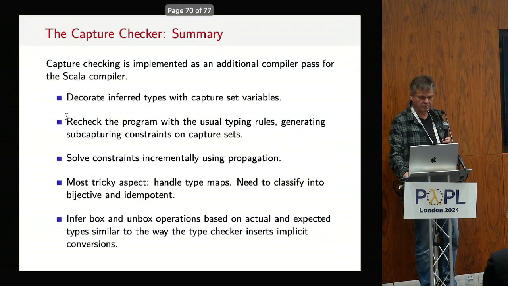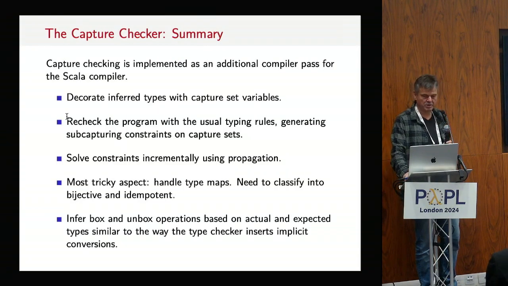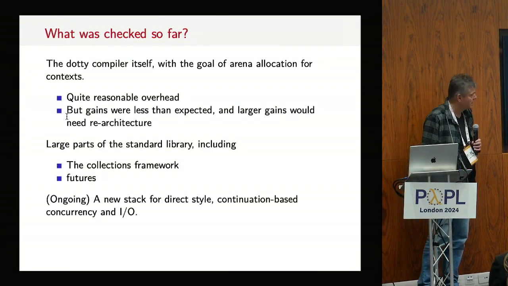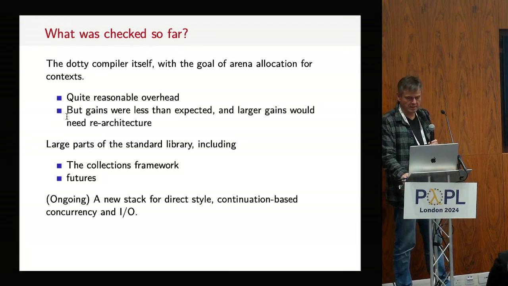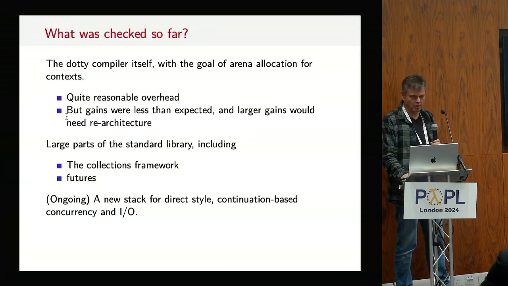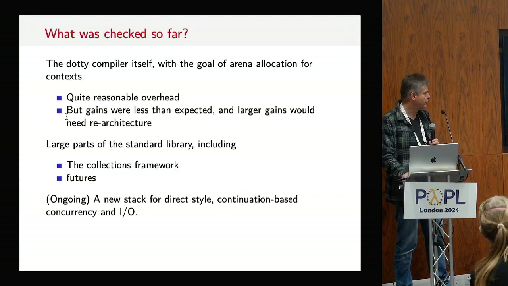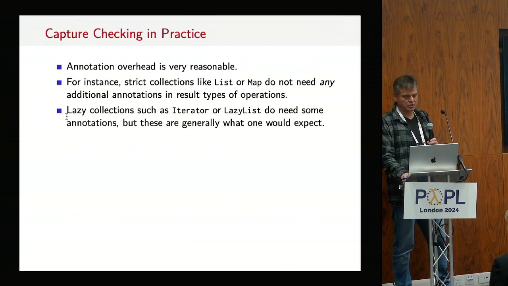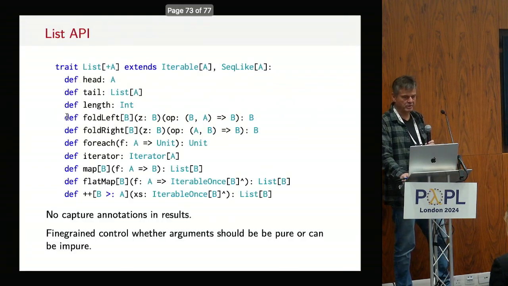Okay, so that was the type maps, and we also have to infer the box-unbox operations. So far, we have checked some parts of the Dotty compiler itself with the goal of arena allocation. We have capture-checked most of the standard library, including the collections, frameworks, and futures. And we are working on a new stack of direct-style continuation-based concurrency and I/O, which is capture-checked on top of that. So in practice, the annotation overhead is very reasonable. That's the goal we set out to achieve.